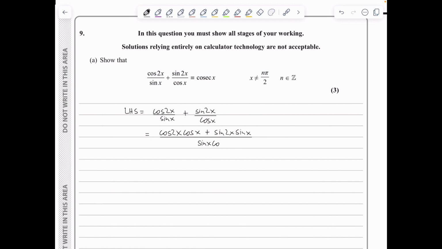We're looking at the numerator. We should be able to recognize this as the addition formula for cos of a minus b, and in our case this is cos of 2x minus x over sine x cos x. So we can simply see that the numerator is cos of x and the denominator remains as sine x cos x. Well, obviously the cos x will cancel out, and the 1 over sine x is simply cosec x, which is the right hand side as required.